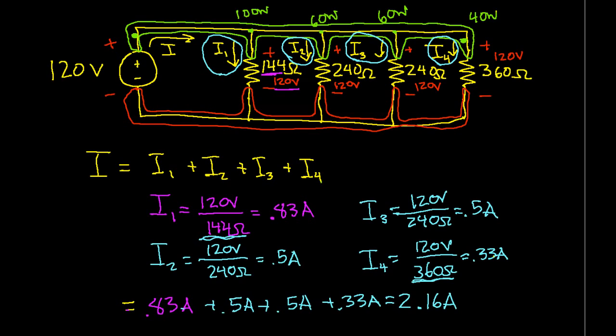Another common misconception is that current always takes the path of least resistance. If that were true, all of the current would flow through the 144 ohm resistor. Now, it's true that more current flows through the 144 ohm resistor, but not all of it will flow through the path of least resistance.